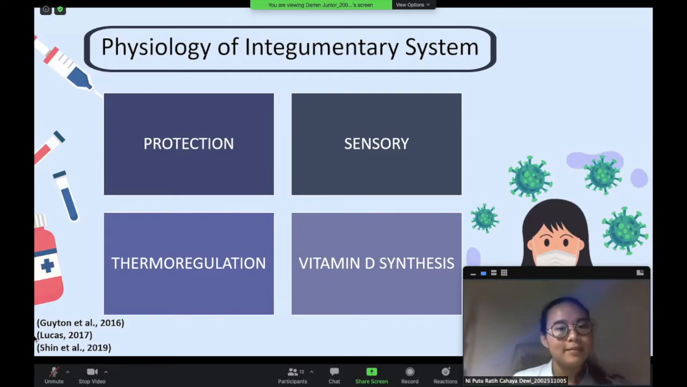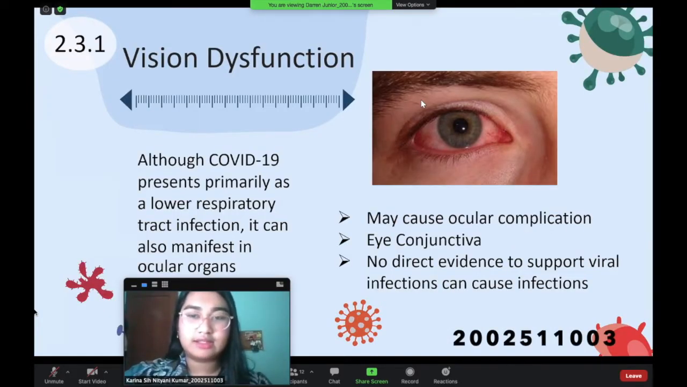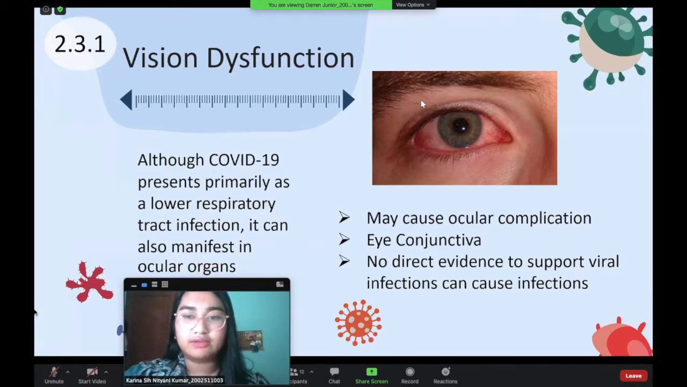My name is Karina Nityani Kumar, and I'm going to explain about visual and olfactory dysfunction caused by COVID-19. First, visual dysfunction. Although COVID-19 presents primarily as a lower respiratory tract infection transmitted via air droplets, increasing data suggest multi-organ involvement in infected patients, including the eyes.